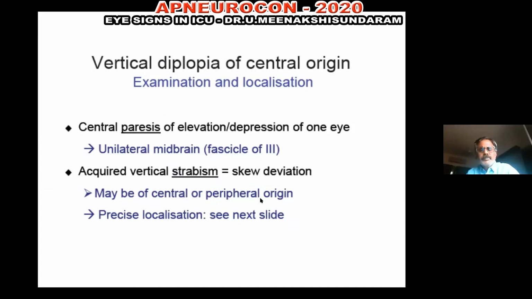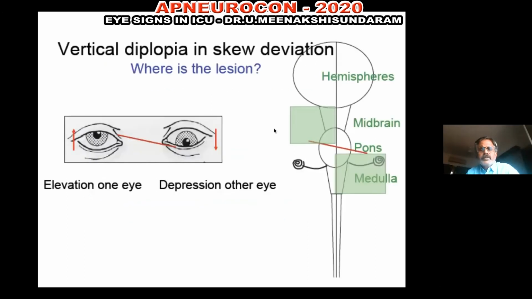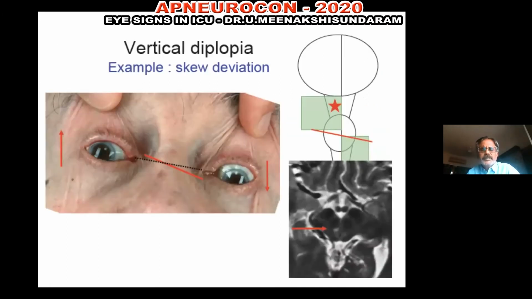So it may be peripheral or central, but if you want to localize vertical diplopia in skew deviation, where is the lesion? Just remember this rule. If it is higher in the brainstem, the lesion could be on the side of the elevated eye. The lower you go, when you come down to the medulla, it is going to be on the side of the depressed eye. So the other signs that the patient has, telling you whether it is a midbrain or medullary lesion, will help you in localization. This by itself may not localize.